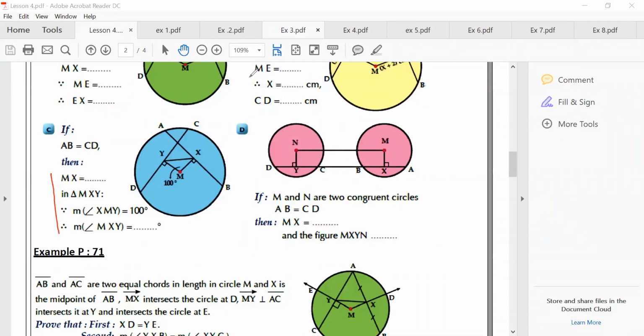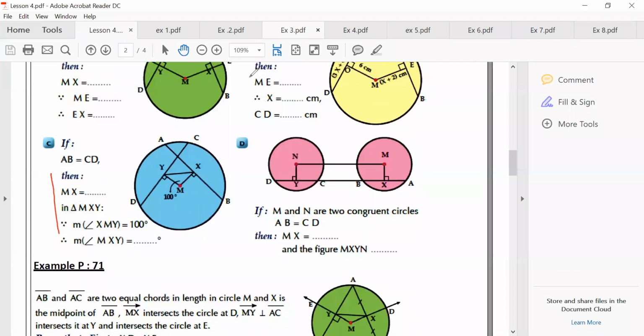ايه؟ AB, the next one, AB equal to CD. These two chords are equal. Then MX equal to which distance?